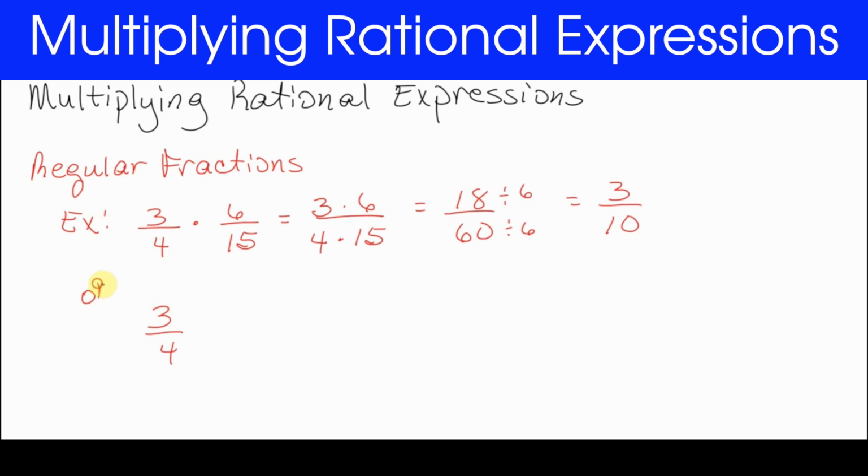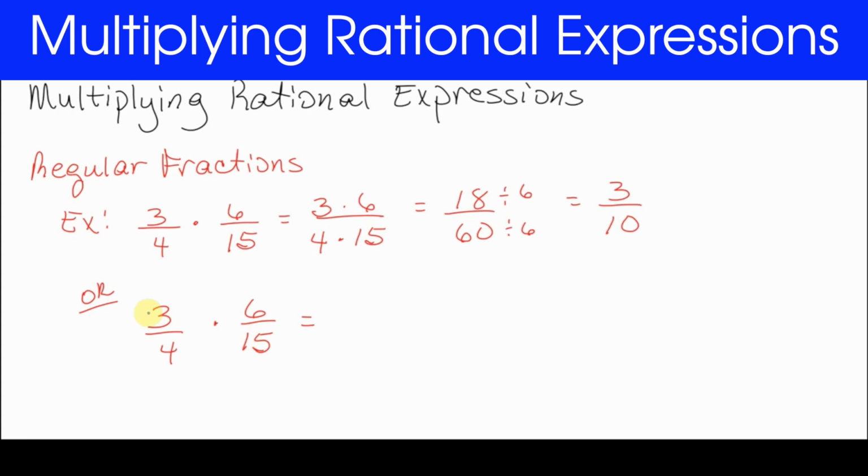Another way to approach this is to cancel out common factors. To cancel out common factors, we can cancel diagonally a fraction's numerator with another fraction's denominator, or we can cancel vertically a fraction's numerator with its own denominator. The order in which we cancel common factors does not matter. So we can cancel between the 6 and the 15, or the 3 and the 15.